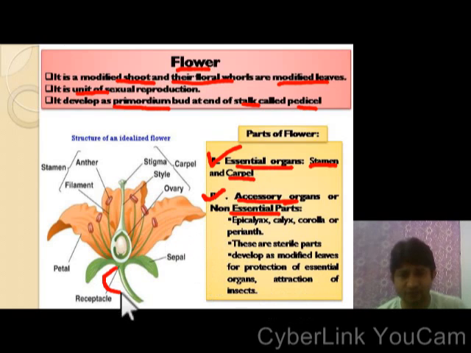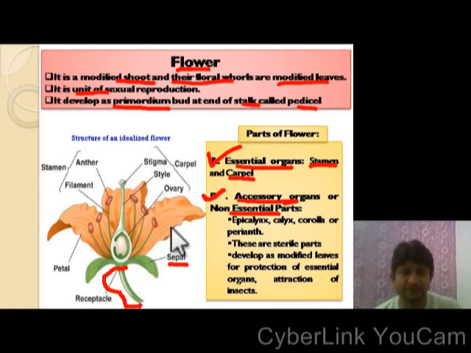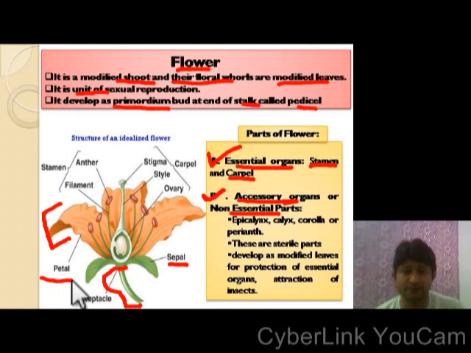This greenish stalk is known as the pedicel, and this swollen part is known as the receptacle, and these green leaf-like structures are known as sepals and collectively called the calyx, and this colored part which attracts the insects for pollination is known as the corolla, and the individual part is known as a petal.